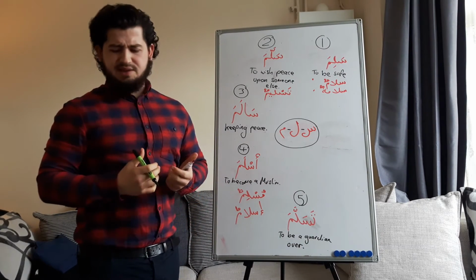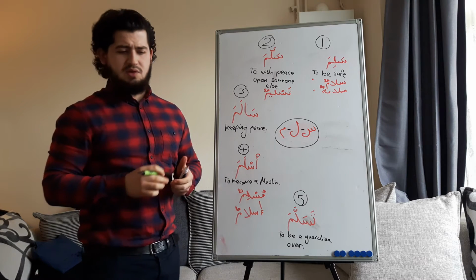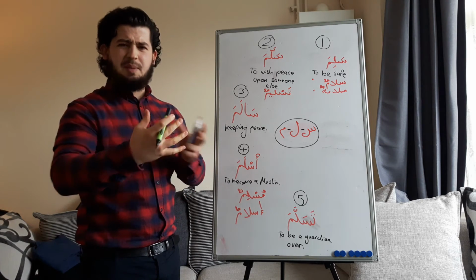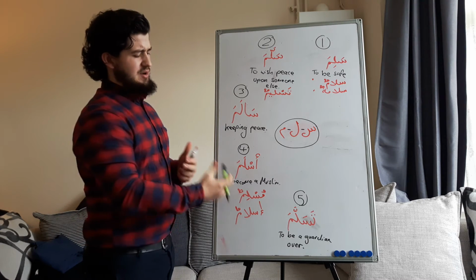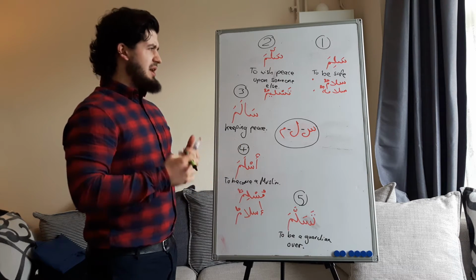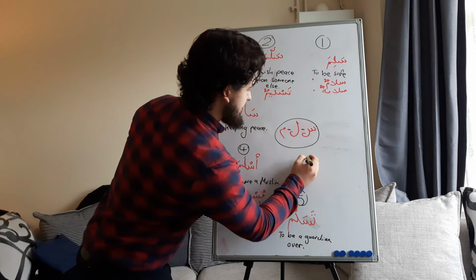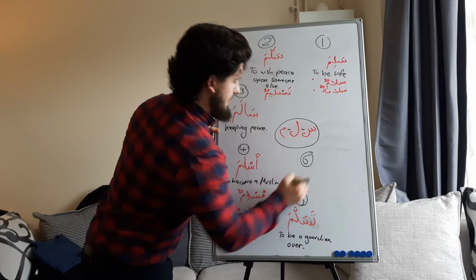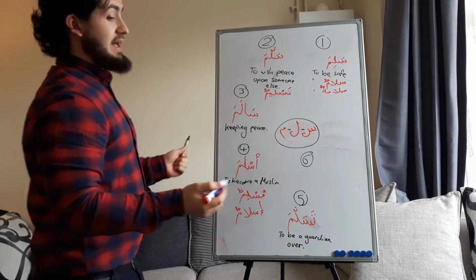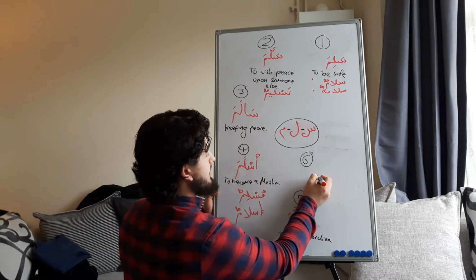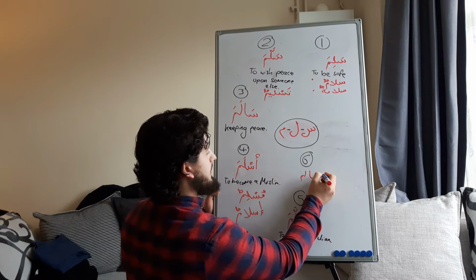There is a form 6, just meaning to reconcile with, or to make peace with somebody else, but I don't know if that's... It is worth putting, I suppose. I'll put it just so that we do have it. And form 6 looks like this. Tasalama.